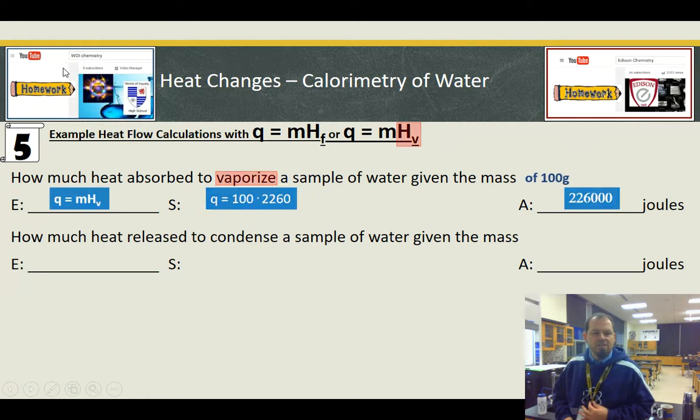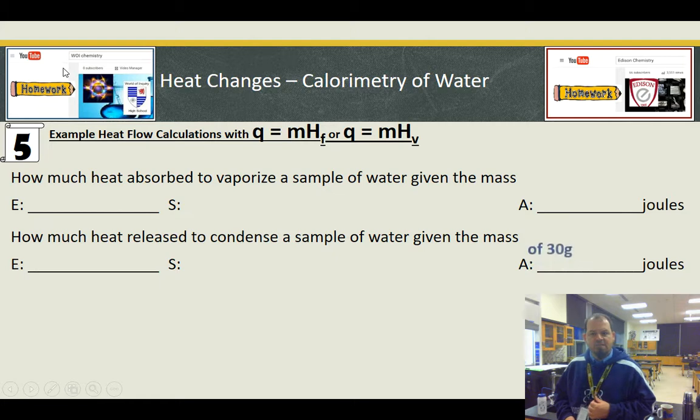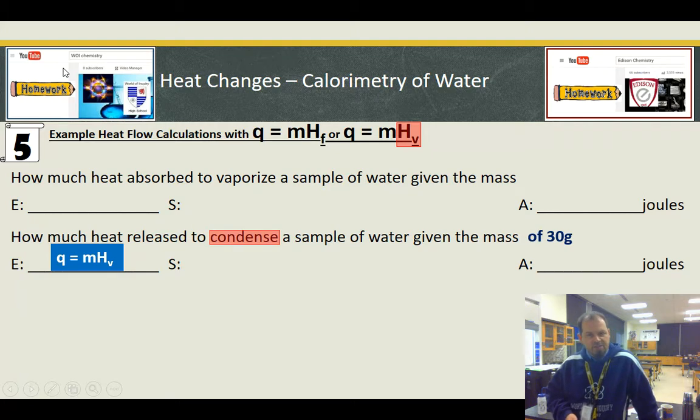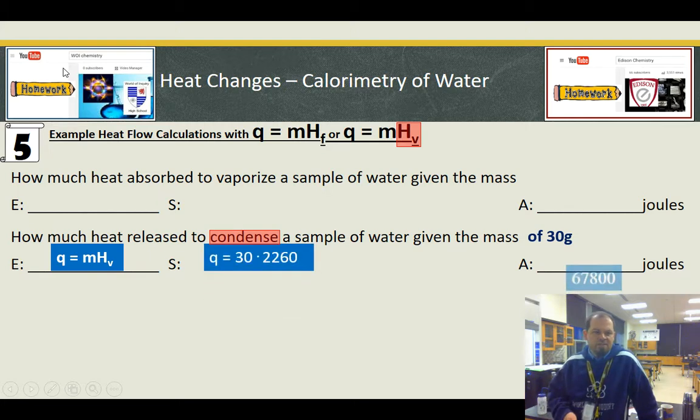All right, how much heat is released when we condense a sample of 30 grams? Well, condense is H sub V. That is going from gas to liquid, which is the boiling point. Okay, you'll see a lot of these in the Regents questions. They'll say at 100 degrees. That's another key for vaporizing. For heat of fusion, it'll say 0 degrees. So I'm going to plug into my H sub V equation, my 30 grams times my 2,260, and I have 67,800 joules. It's a lot of joules.